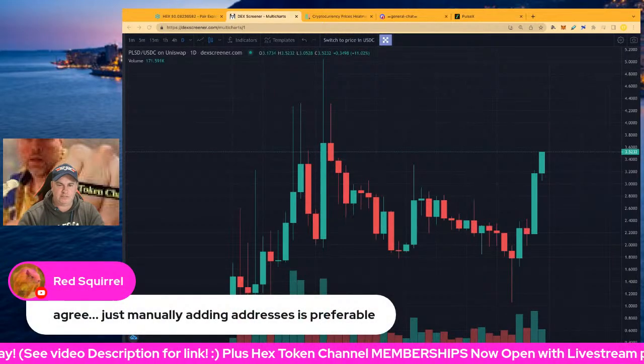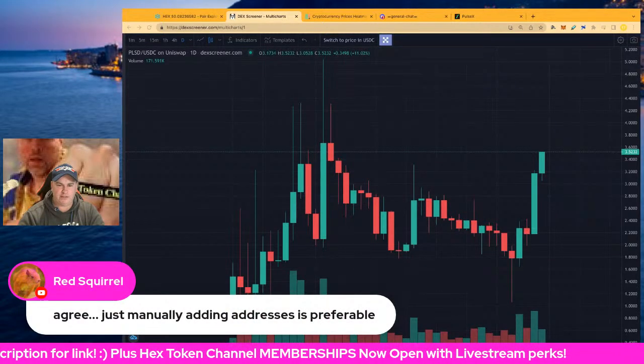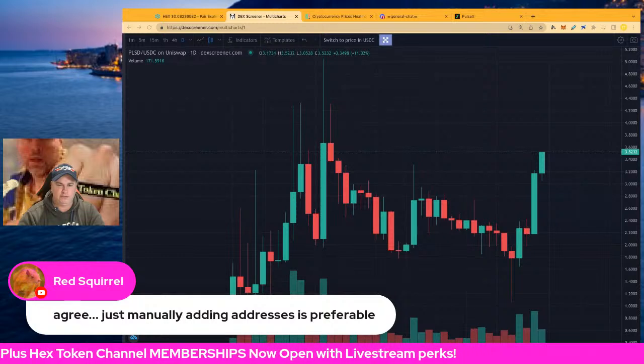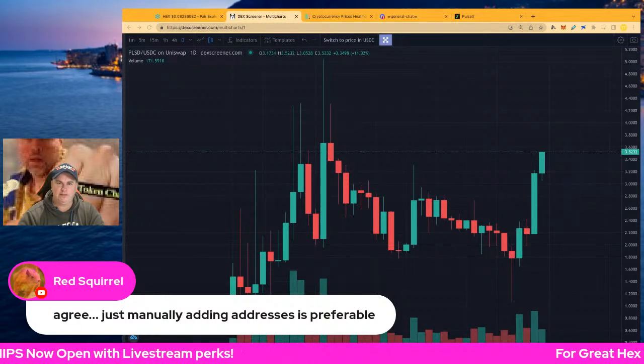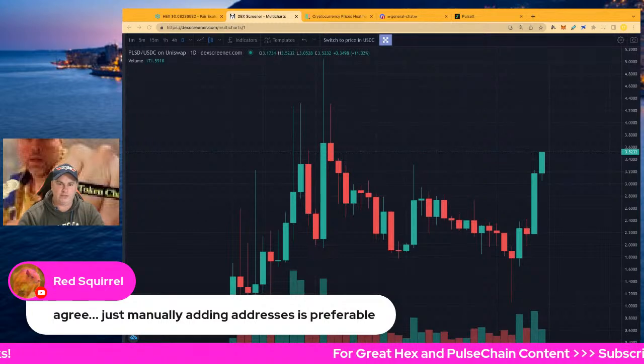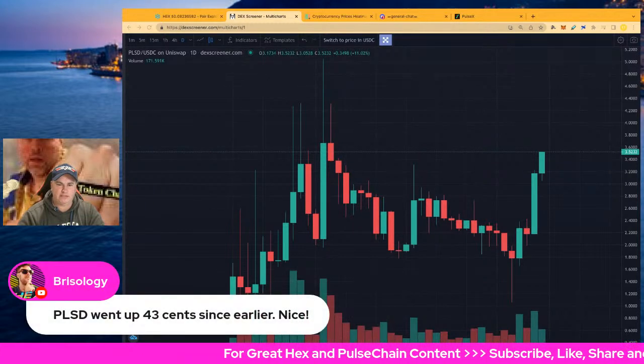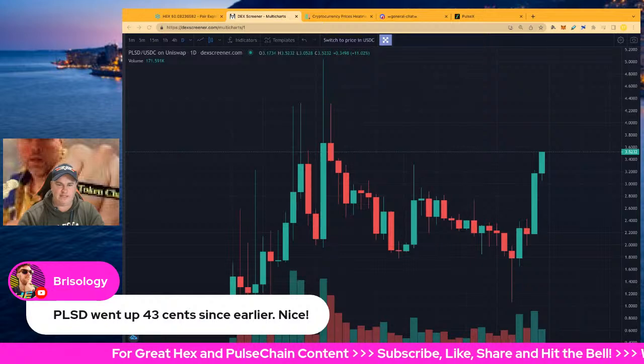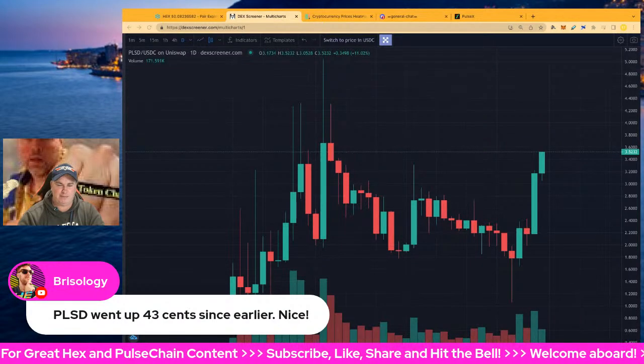Rich Girl says agree. Just manually adding addresses is preferable, says Red Squirrel. Yeah, I like that too. Just pasting the address in rather than having to connect wallets. So just pasting your address in would be really, really good. PUSD went up 43 cents since earlier. Nice, yeah, it's been bumping.